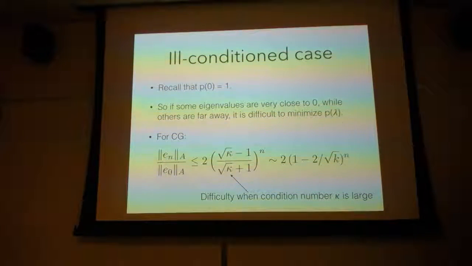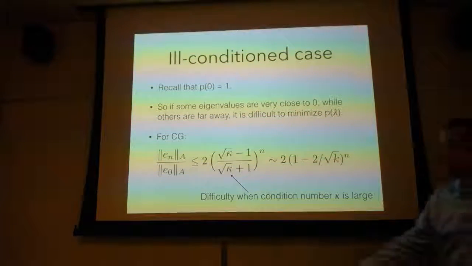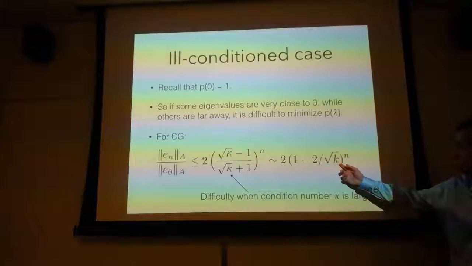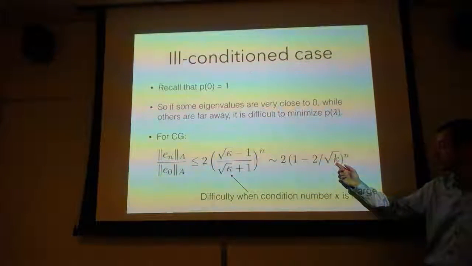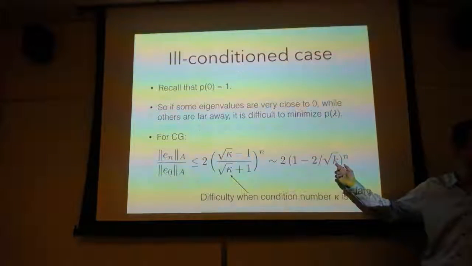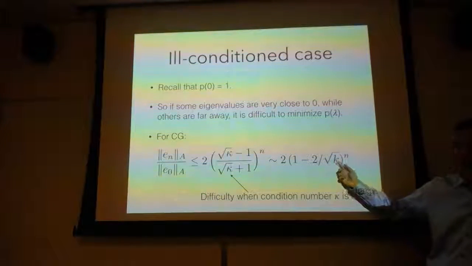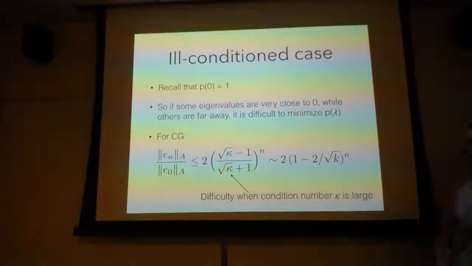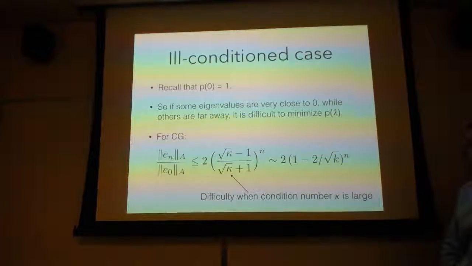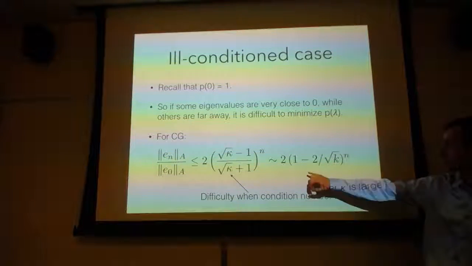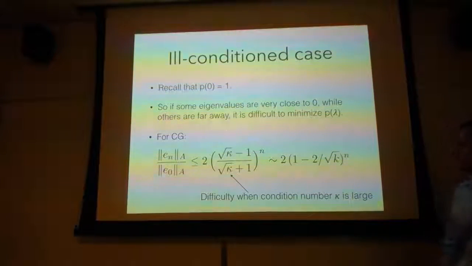So you can see that, first, conjugate gradient has this wonderful property that only the square root of the condition number appears, not the condition number itself. So this could in fact be quite small, even for hard cases. But nonetheless, it's the square root of kappa. So if kappa is large, this is close to 1, and this whole thing will converge rather slowly.